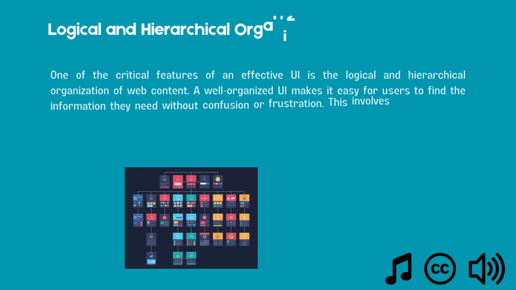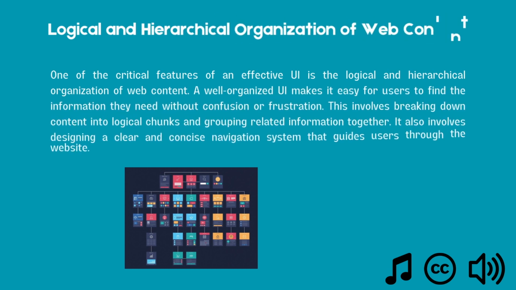Logical and hierarchical organization of web content. One of the critical features of an effective UI is a logical and hierarchical organization of web content. A well-organized UI makes it easy for users to find the information they need without confusion or frustration. This involves breaking down content into logical chunks and grouping related information together. It also involves designing a clear and concise navigation system that guides users through the website.